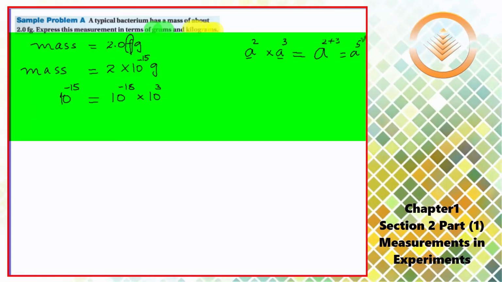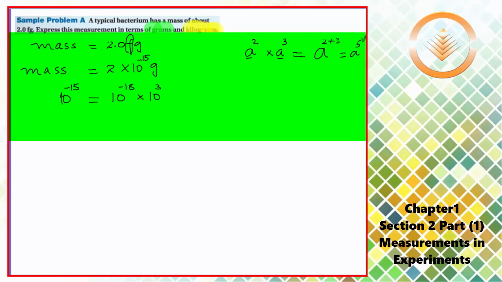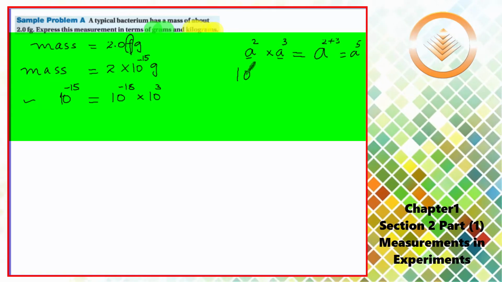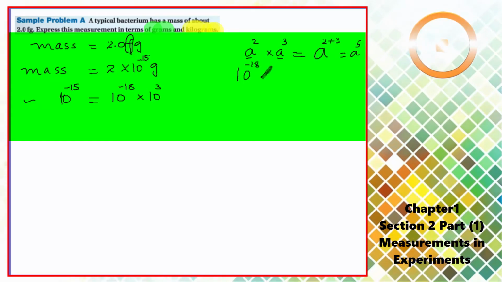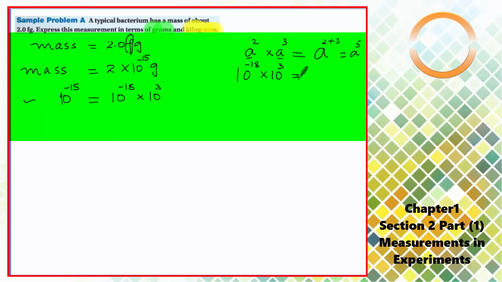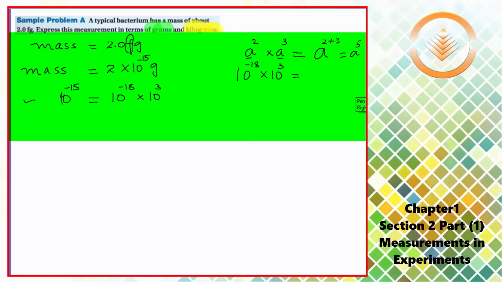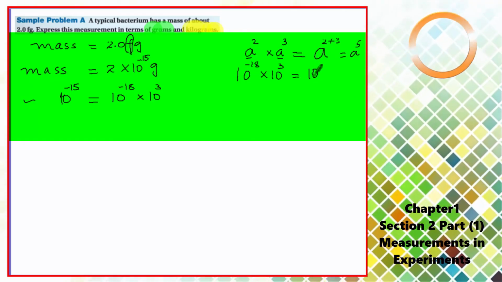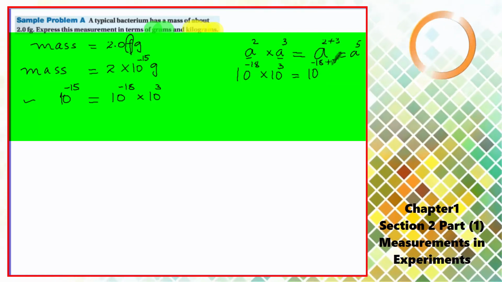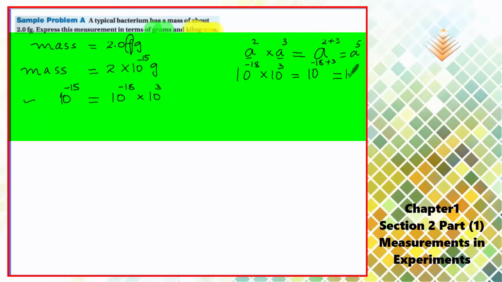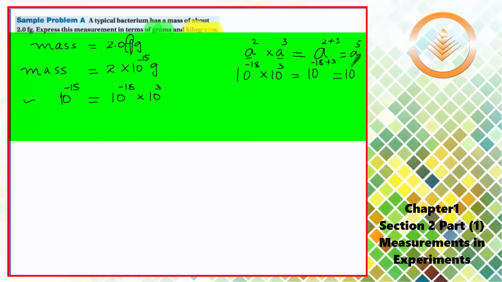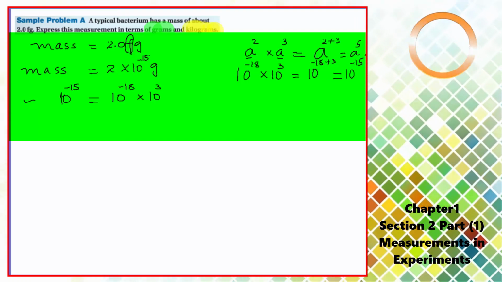So using this rule, let's check whether this is correct or not. Let's check 10 to the power of negative 18 multiplied by 10 to the power of 3. What does it give me? Do they have the same base? Yes, they have the same base. I will take 10 and add the exponents, negative 18 plus 3. This is the same as 10 to the power of negative 15.